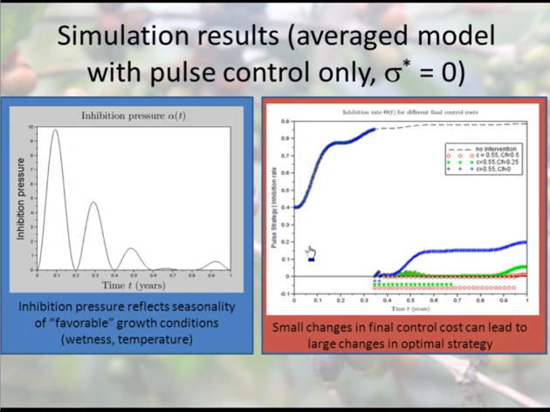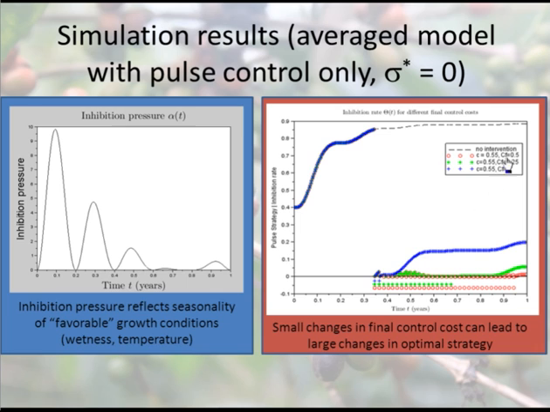And here are some results. This is just for the averaged model. In this case, we have an inhibition pressure that's time varying. This large peak indicates favorable conditions for the growth of Anthracnose. And these results indicate the optimal solution under different cost conditions. The dotted line is with no control, and you can see the inhibition rate is going up to 1. These colored lines are for different cost scenarios.